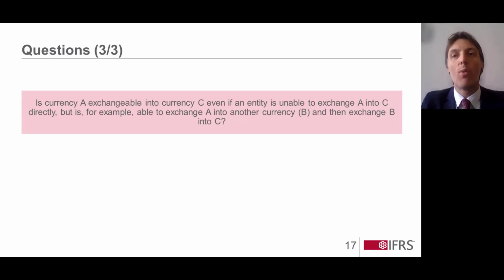Thank you, Tadeu. We have one final question for you. There might be some situations in which a company might not be able to exchange one currency for another currency, but it might be able to do so only indirectly. To take an example, a company might be unable to exchange currency A directly into currency C. However, it might be able to exchange currency A into a different currency, say currency B, and then exchange currency B into currency C. Some have asked whether in this situation, currency A is exchangeable into currency C.